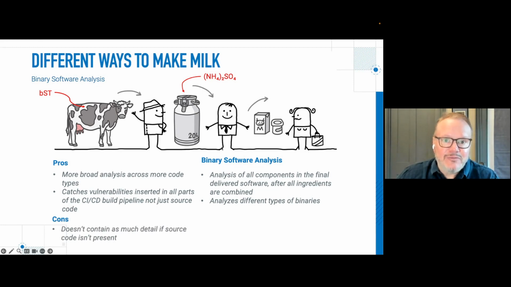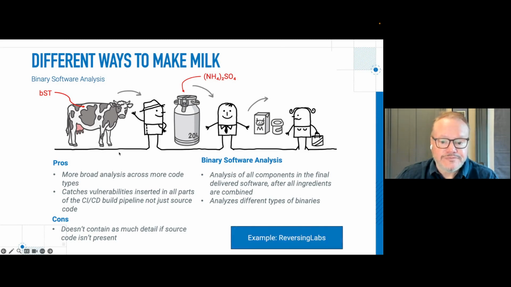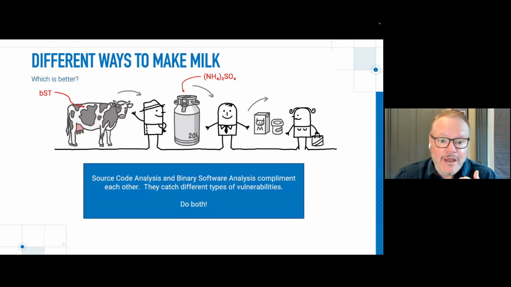But the con is that it will not have as much detail in that analysis as the source code analysis that happened over here. And a great example of a company that does incredible binary software analysis is Reversing Labs. Reversing Labs' technology is a part of our solution, and we're very happy to include that in our security tool that does this kind of analysis. But at the end of the day, when someone says, well, which do you prefer, the source code analysis or the binary analysis? It's an easy answer. You've got to do both.